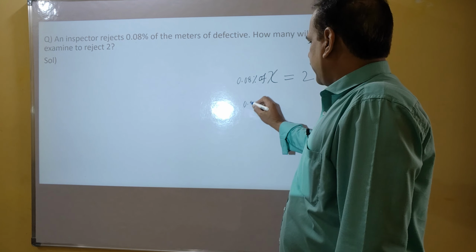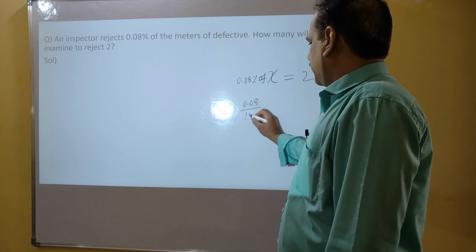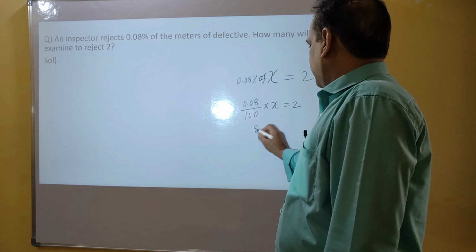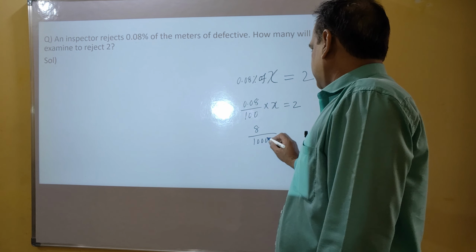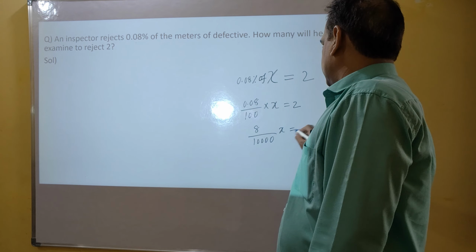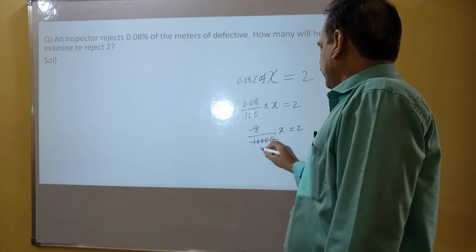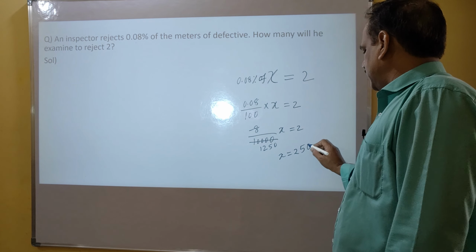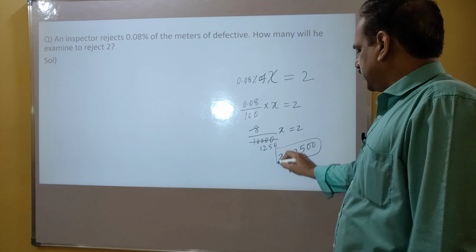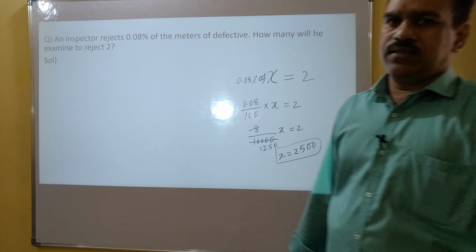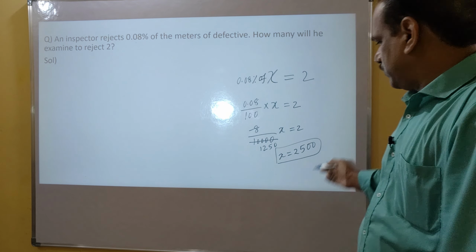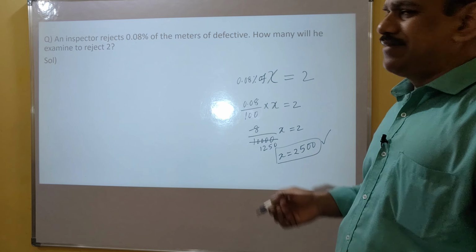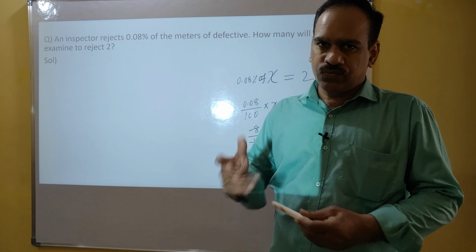So 0.08% is 0.08 by 100 into x equal to 2. 8 by 10,000, it is 1250. x equal to 2500 meters he has to examine to reject 2.